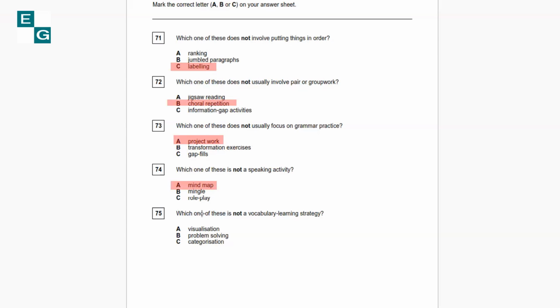And number 75. Which one of these is not a vocabulary learning strategy? Visualization is a vocabulary learning strategy because you want to visualize the word, object, or picture of the word you want to learn from. Problem solving does not involve memorizing vocabulary, because categorization involves the student understanding where to put this word, in which category to place it.